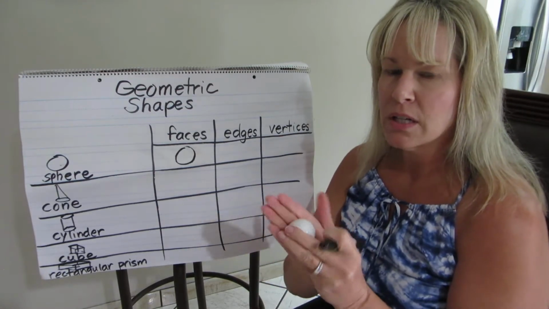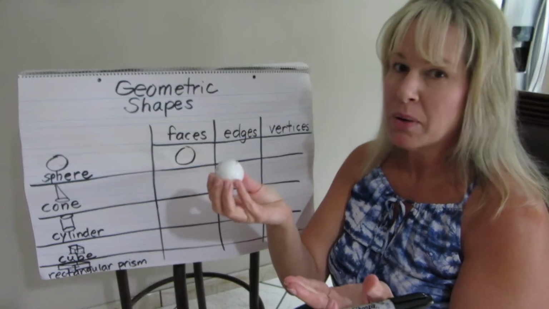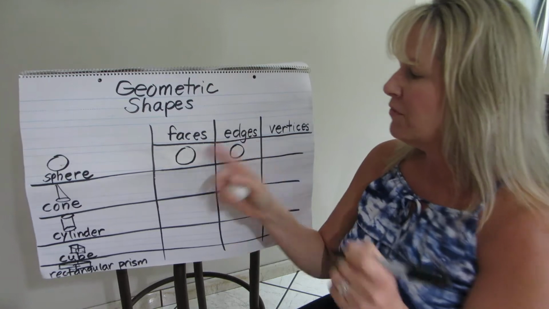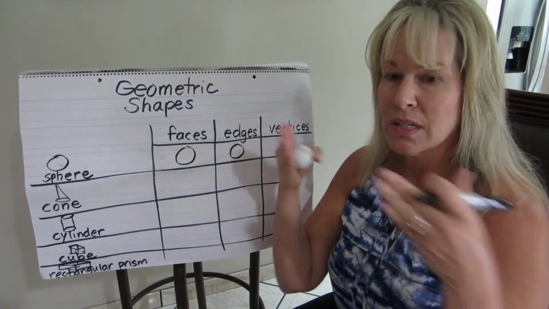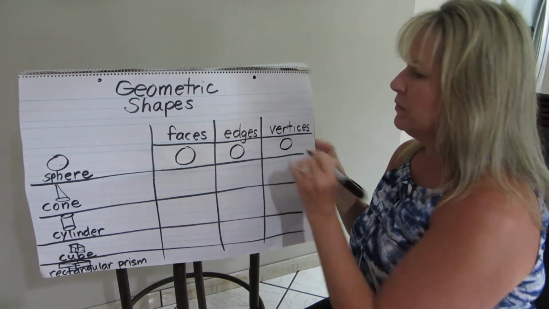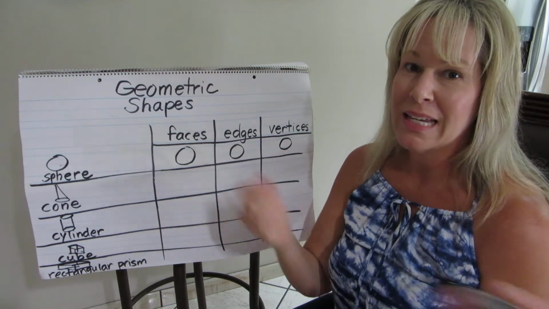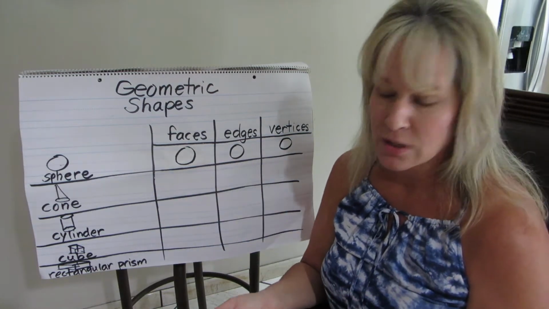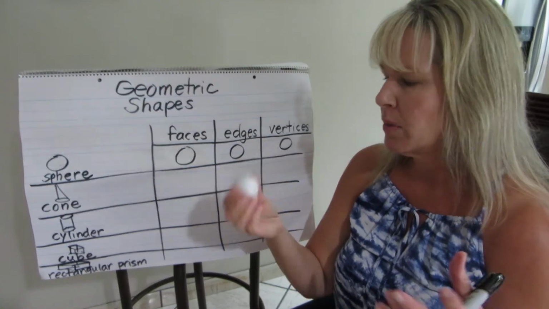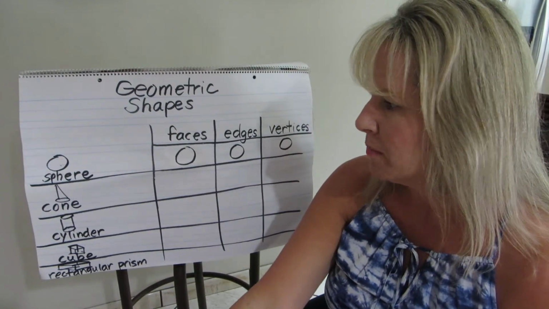When we look at edges, where those flat parts meet, well, there's no flat parts, so this shape cannot have any edges. So if it doesn't have faces or edges, it's definitely not going to have vertices where 2 edges meet. So that's going to be a 0. A sphere is one of the fun ones because not only can it roll, but it's the easiest to remember. It has no faces, no edges, and no vertices. And you probably have balls around your house too, baseballs, basketballs. You could use this to help you when you're going to study the geometric shapes.